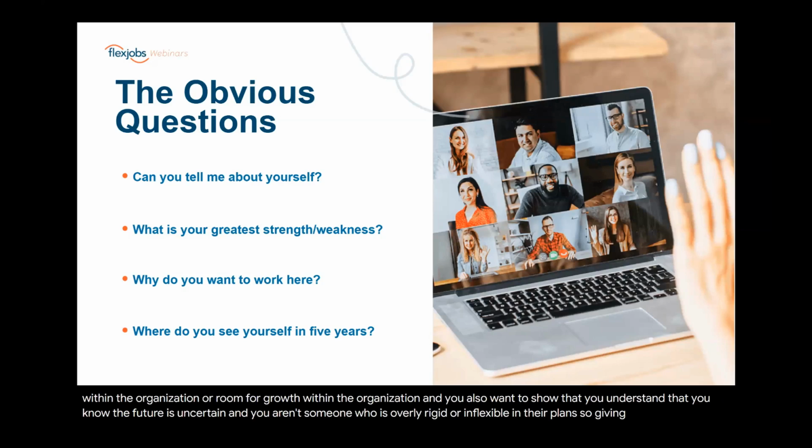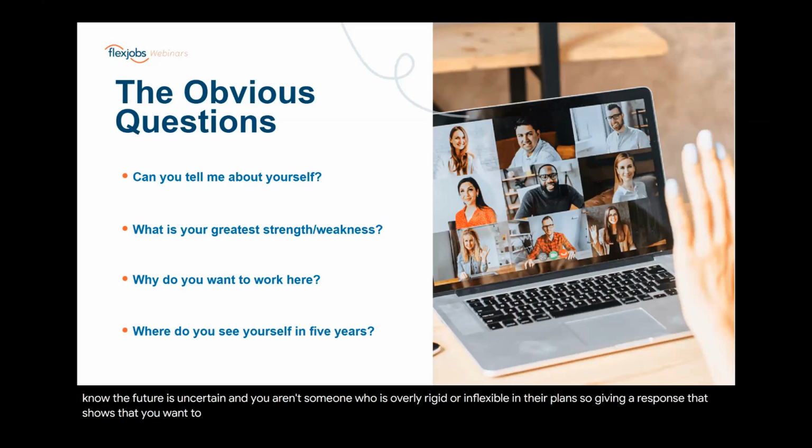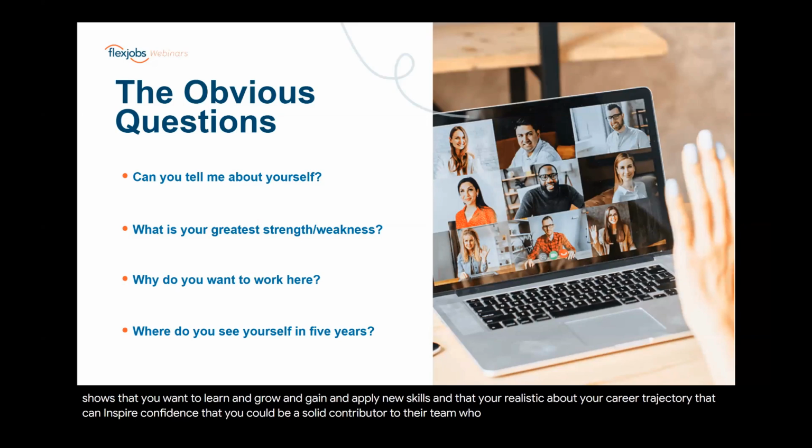So giving a response that shows that you want to learn and grow and gain and apply new skills, and that you're realistic about your career trajectory, can inspire confidence that you could be a solid contributor to their team who will potentially stay and grow with that company.